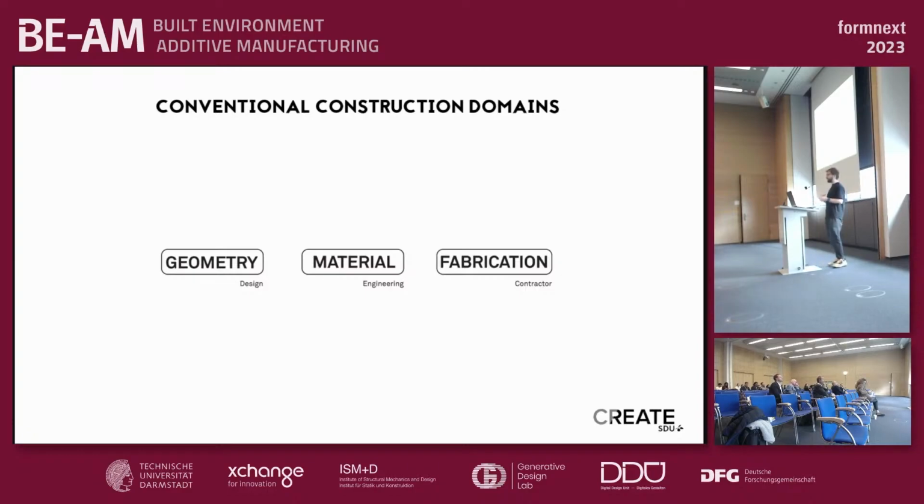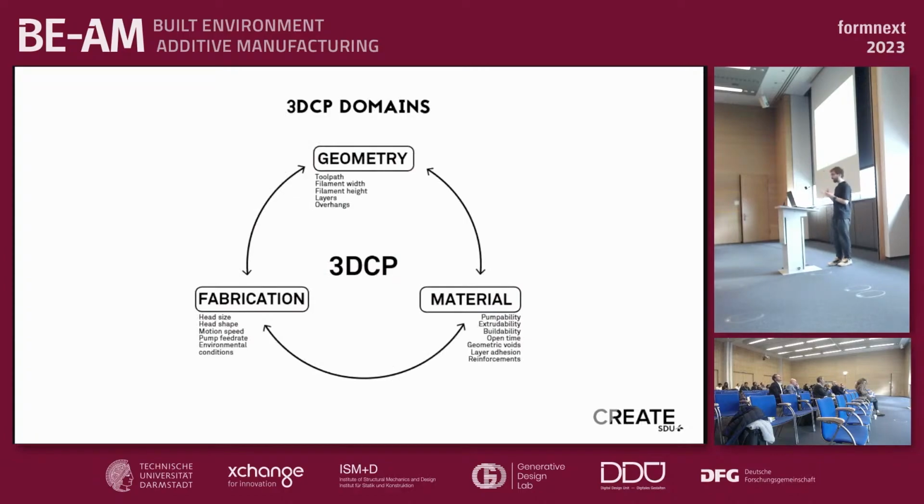And 3D printing, of course, brings geometric freedom and allows to place material only where needed. However, for an efficient material and carbon design and construction using 3D printing, we must consider the tight interdependencies between geometry, material, and fabrication. So our work goes in the direction of developing an integrated workflow that is able to account for these different aspects and exploit the possibilities given by 3D concrete printing.